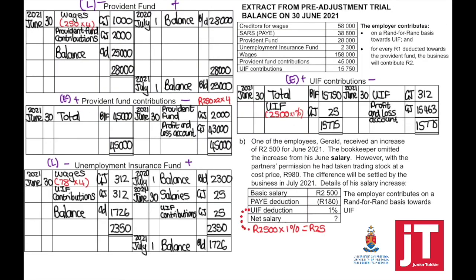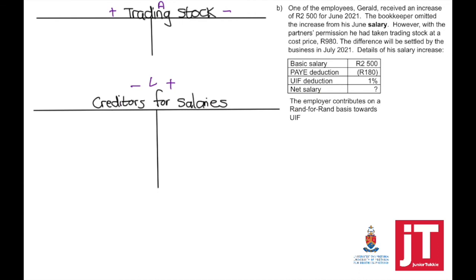UIF contribution, it's an expense account, which means it's closed off to the profit and loss account. Take the debit side minus everything on the credit side, and that equals my expense for this accounting period on UIF contributions. If we now look at question number 2, where we need to calculate the creditors for salaries.